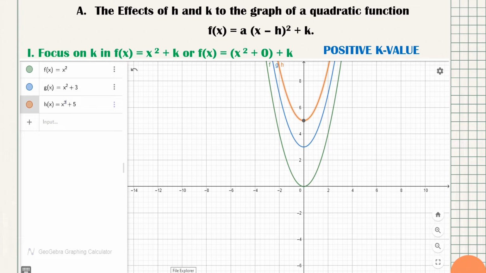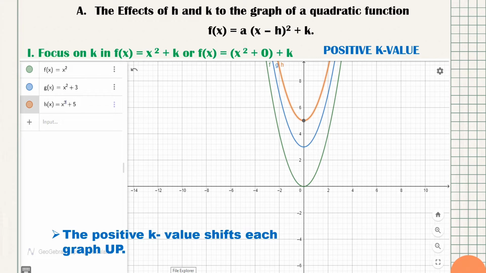Now, what have you noticed? Very good. The graph shifts up, or the graph shifts upward. Therefore, the positive k value shifts each graph up.